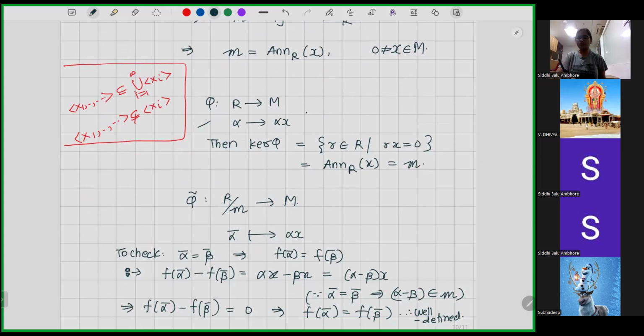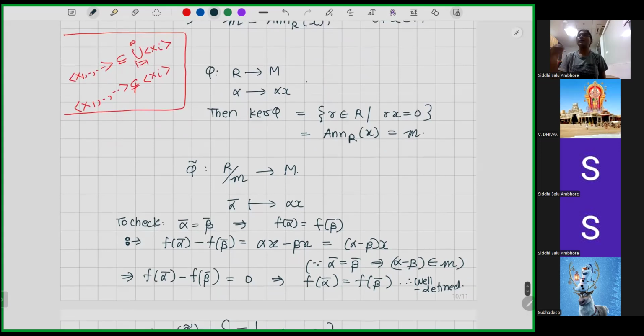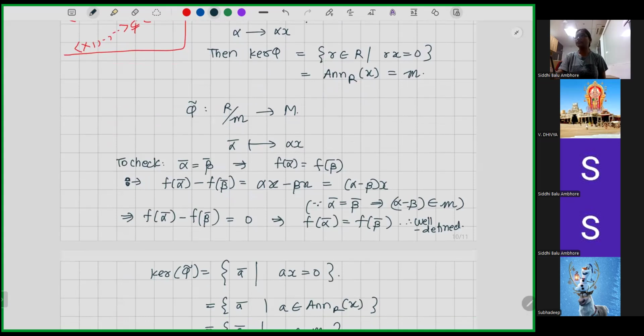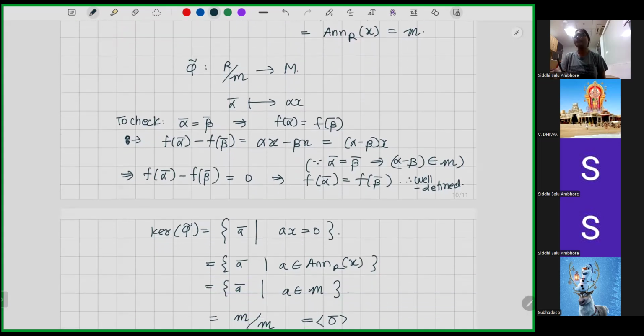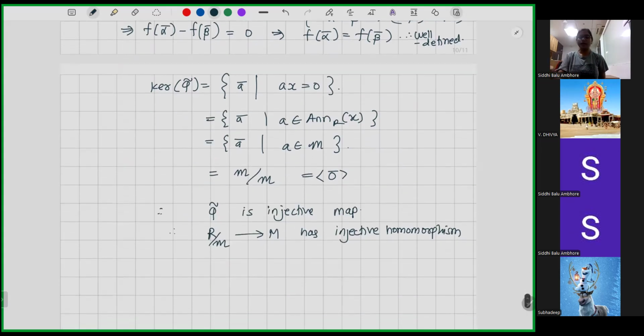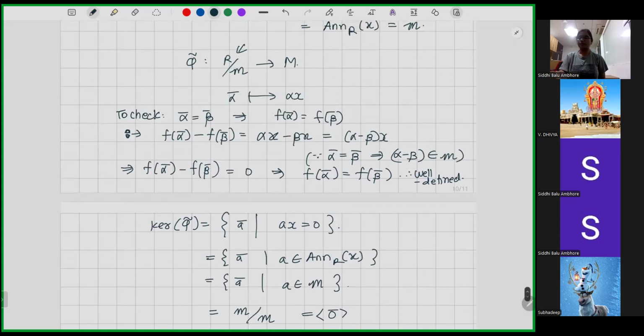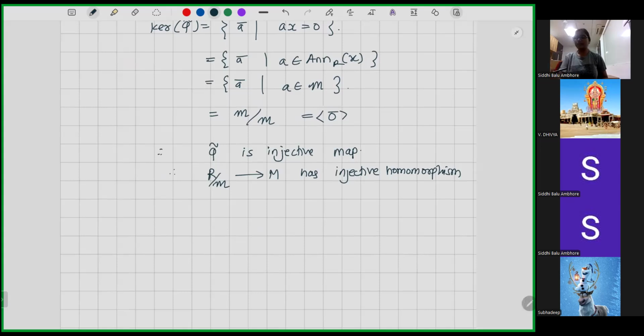Using this x, we define the map phi, and M is indeed the kernel of this map. Then phi tilde we define from R mod M to the module M, alpha bar going to alpha x. This map is well defined. We need to check well-definedness here because the domain is a quotient ring. The elements are not usual elements, but equivalence classes with respect to the ideal M. So we need to check well-definedness, and we saw that it is indeed a well-defined map. The kernel of phi tilde is M quotiented by M, which is the zero ideal in R mod M. Therefore phi tilde is an injective map, and that's why we have an injective homomorphism from R mod M to the given module M.